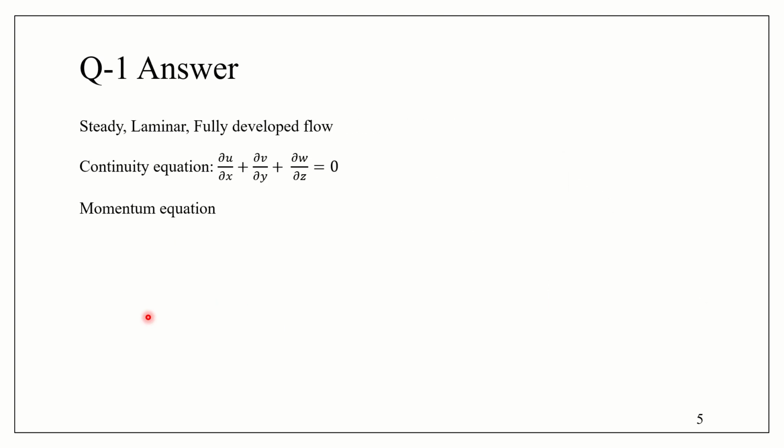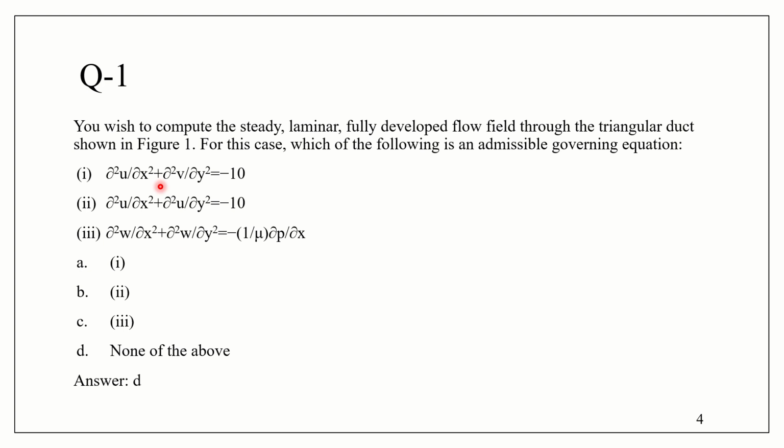This is the equation. But in the options it was given that u is 0 and v is 0, so the first two equations are not applicable. Why is the third equation not applicable? Although ∂²w/∂x² plus ∂²w/∂y² on the LHS is the right term, on the RHS we have minus 1 by mu ∂p/∂x. It should have been ∂p/∂z, but since it is not, all three equations are wrong. So the right answer to this question is none of the above.